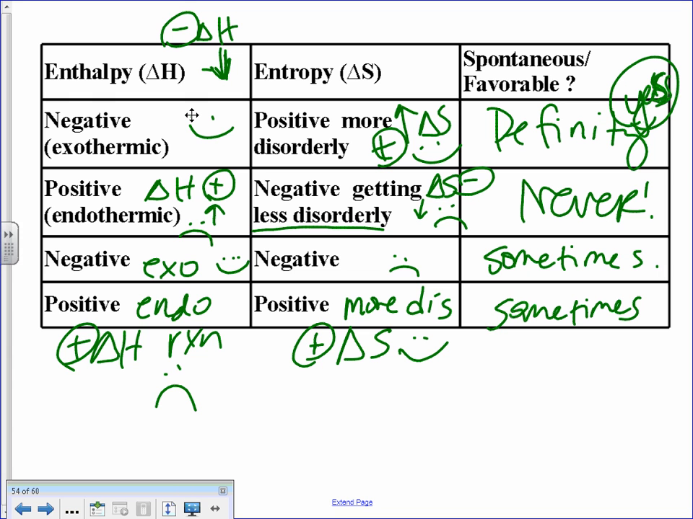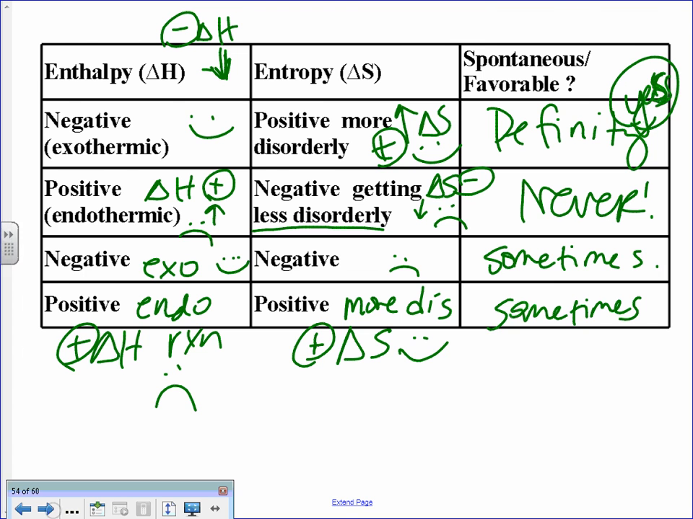So positive delta S means what again? More disordered. Positive delta H: endothermic. Negative delta H: exothermic. Negative delta S: less disorder or more order, right? So I always think of it in terms of disorder, because that's literally the definition of delta S, the amount of disorder.